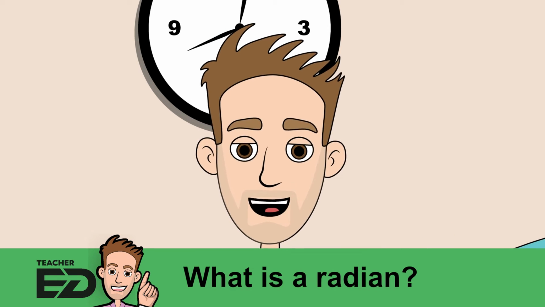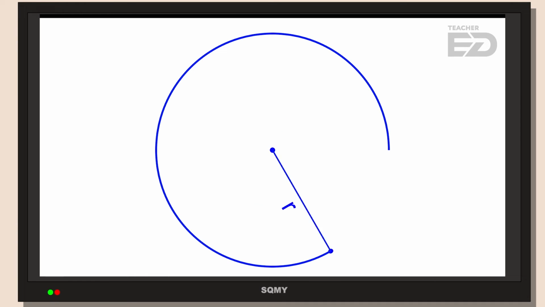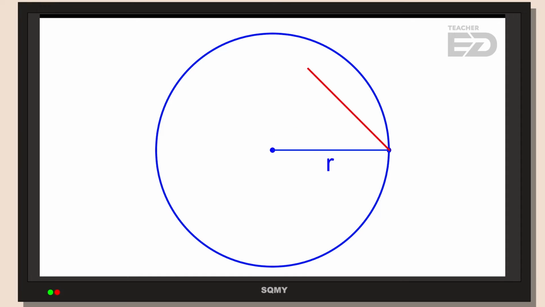Well, let's have a look at the TV and watch this short example. To begin, we take a radius of a circle. We then take that radius and wrap it around the circumference of the circle, which creates an arc that has the same length as your radius. The sector this creates has an angle in the middle. This angle is what we call 1 radian.